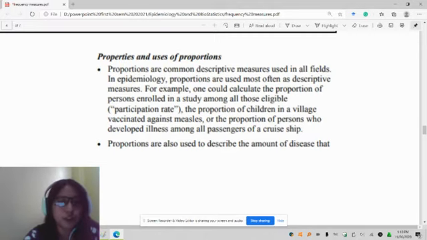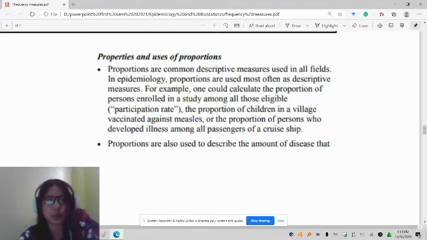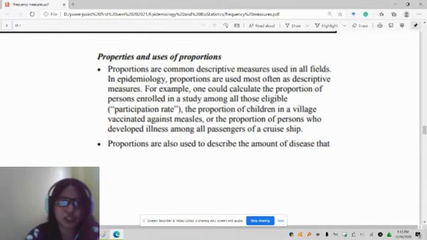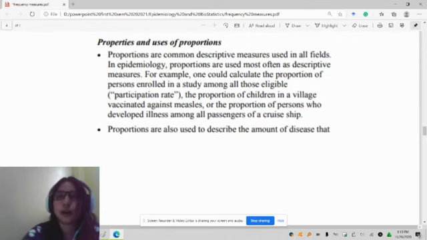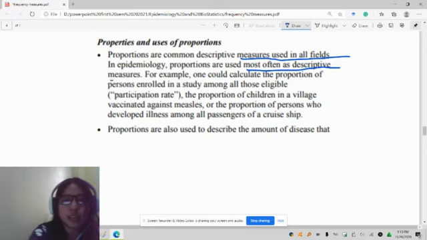So the proportion of children in a village vaccinated against measles, or the proportion of persons who develop illness among all passengers of cruise ships. So proportions are also used to describe the amount of disease. So what do we like to highlight here? It is a measure used in all fields. It is most often used as a descriptive measure.